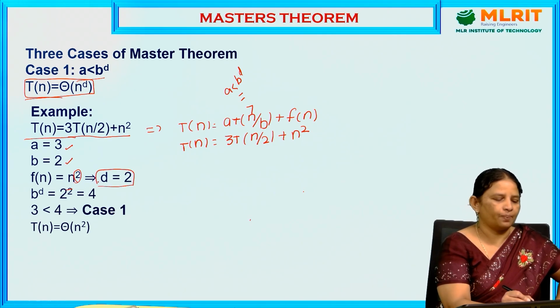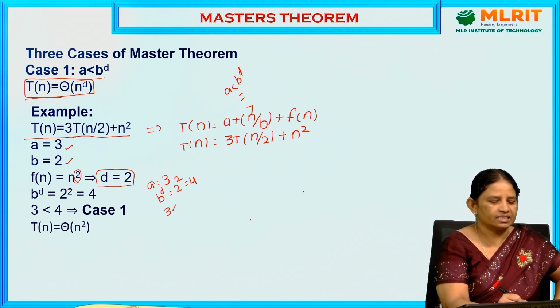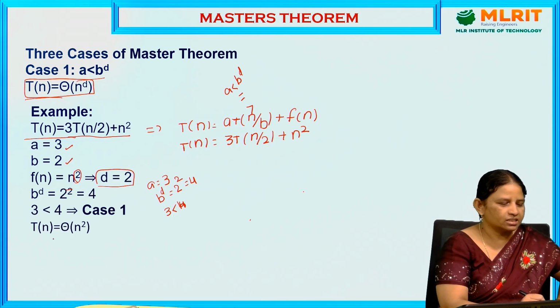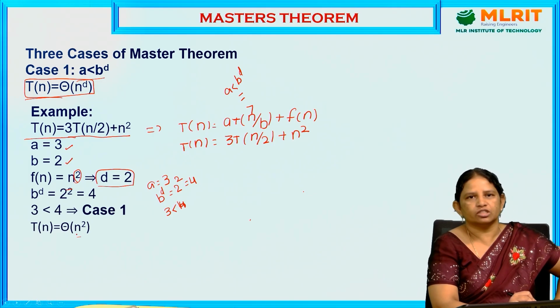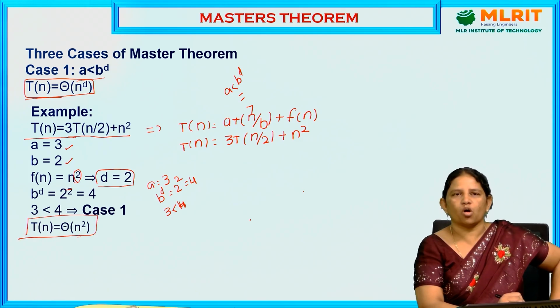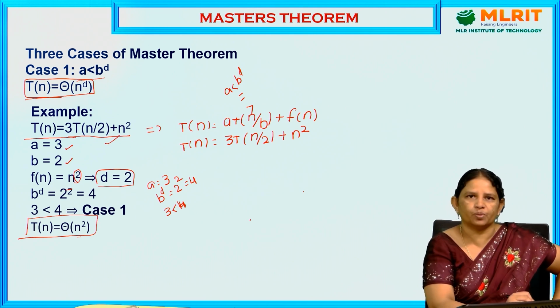Now we need to compare a equal to 3 with b power d. The b value is 2, the d value is 2, so 2 power 2 is 4. That means a is less than b power d, 3 less than 4. So the condition is true. Then what is the time complexity? T of n equals theta of n power d, that means n square. So T of n equals theta of n square is the time complexity for the recurrence relation T of n equals 3T n by 2 plus n square.